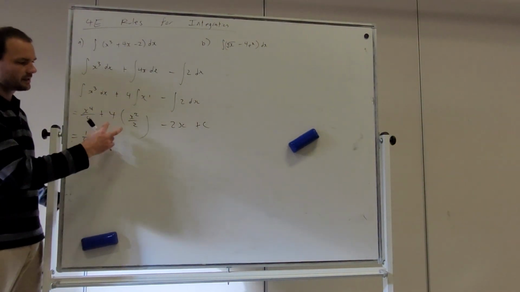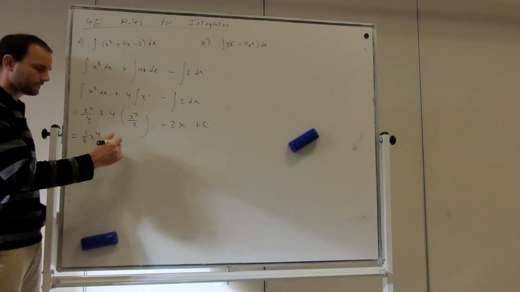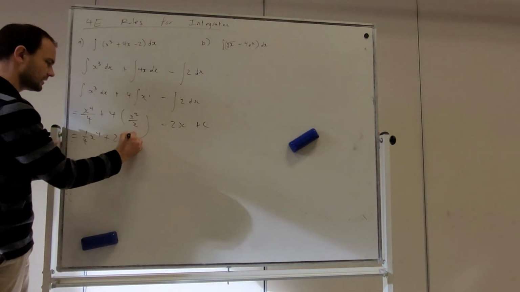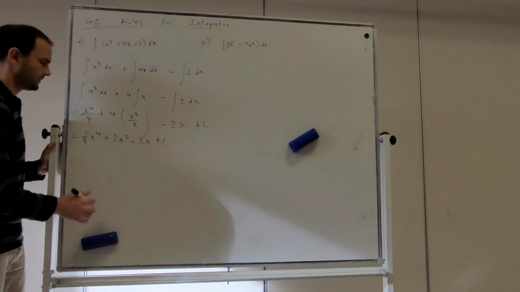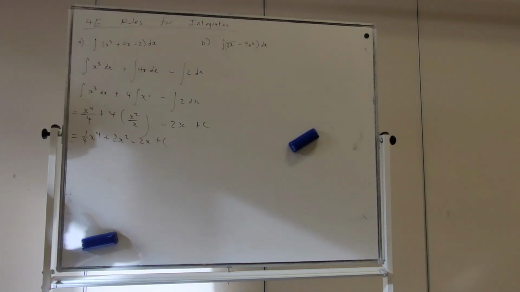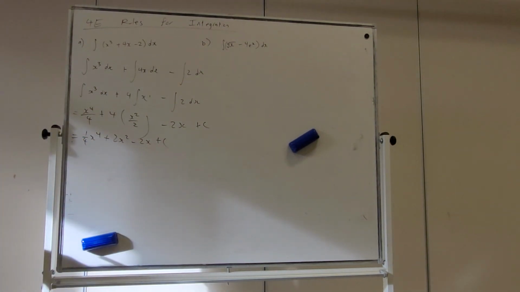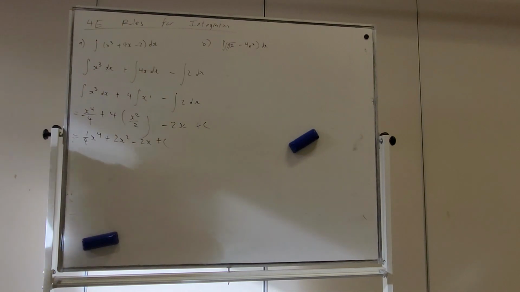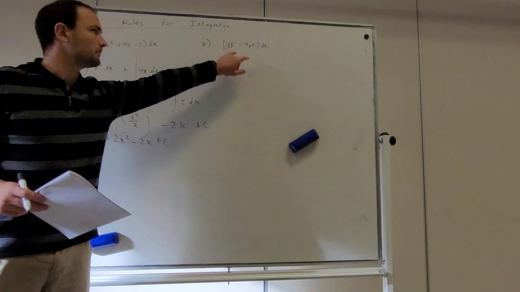We could express it like this. Here we have 4 times a half. That's going to be 2 lots of x squared, take 2x and plus c. That's what it would simplify to, right? Okay, so that's just applying the power rule for integration. Move on to the next one.